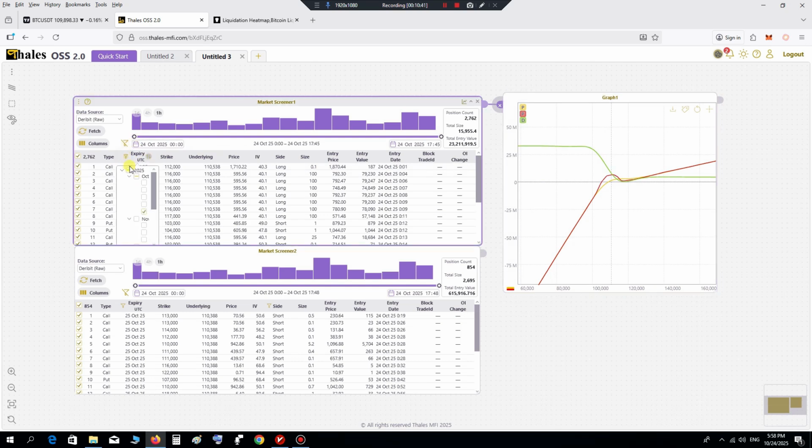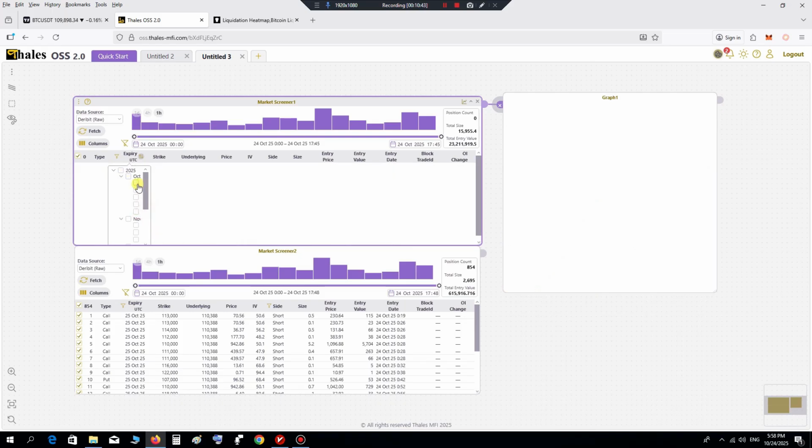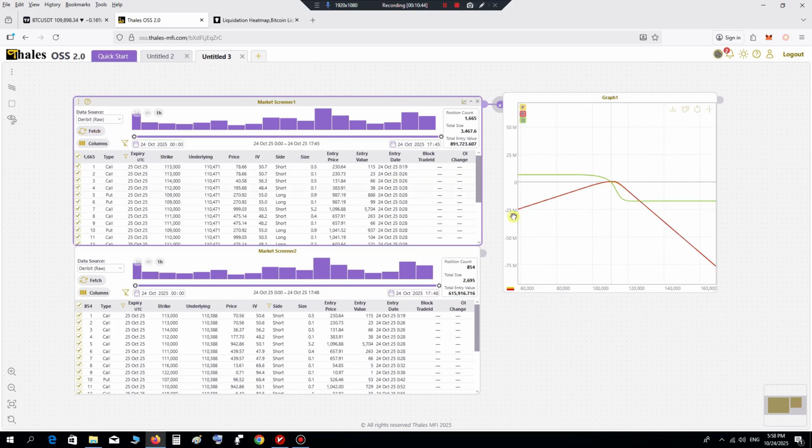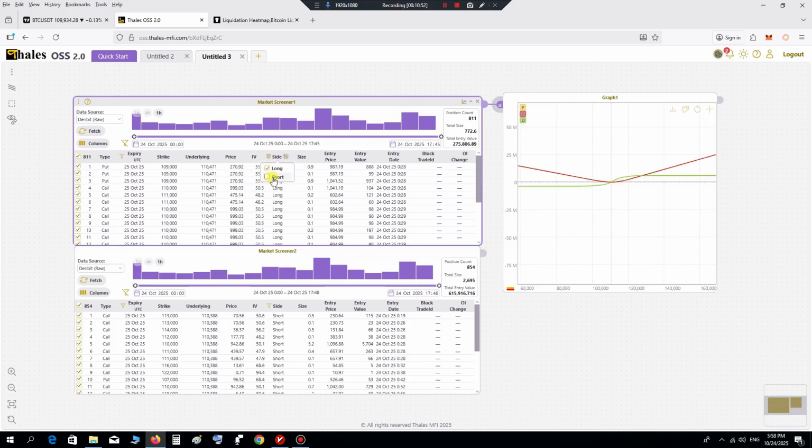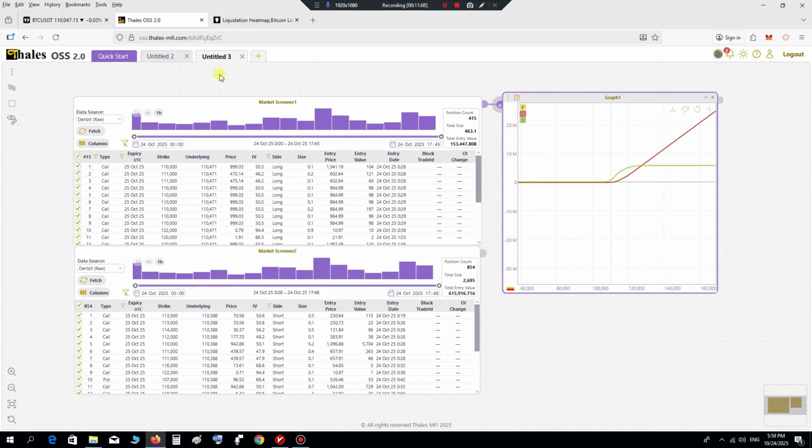Alright, let's also take a look at other expiries. Let's go to tomorrow's expiry and review the detailed trades. 3,467 Bitcoin, of which 772 Bitcoin has actually been bought: 463 Bitcoin call options bought, 309 Bitcoin put options bought, and the call option purchase has been executed.